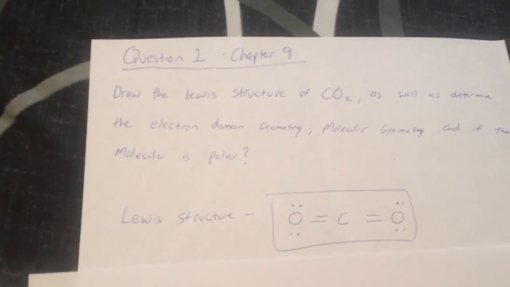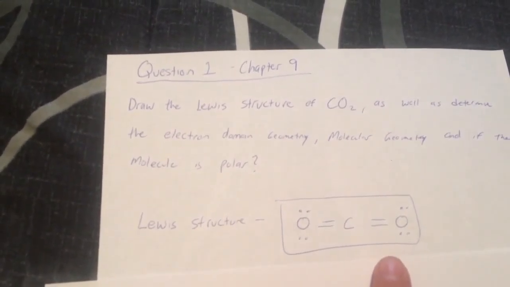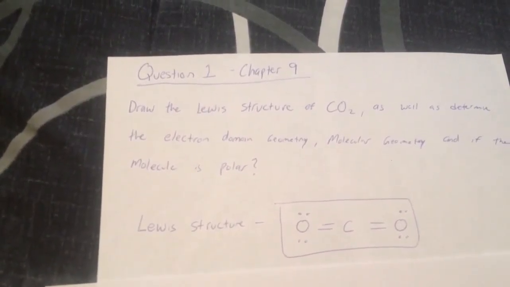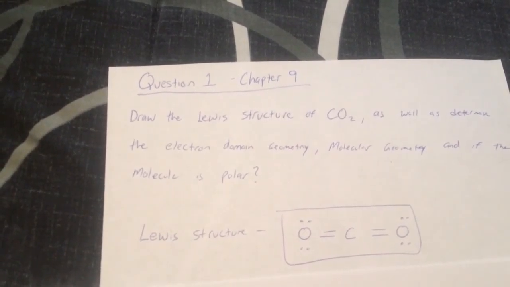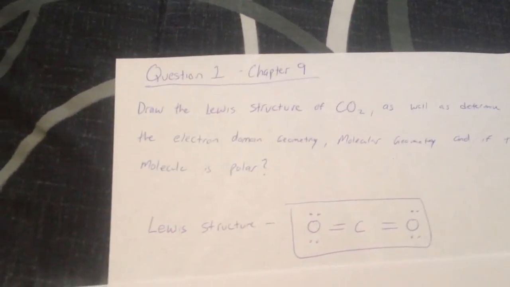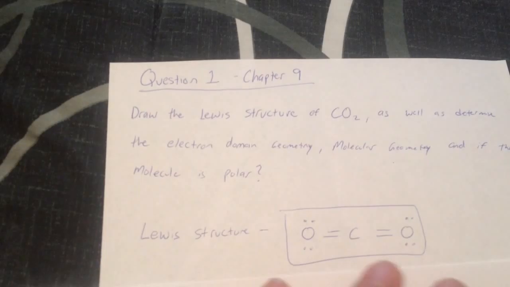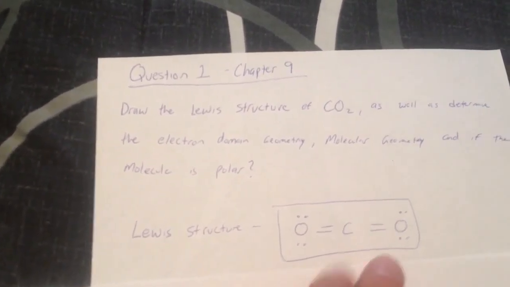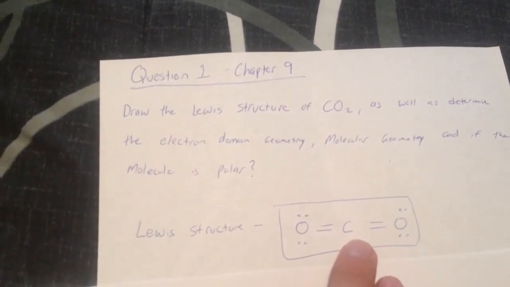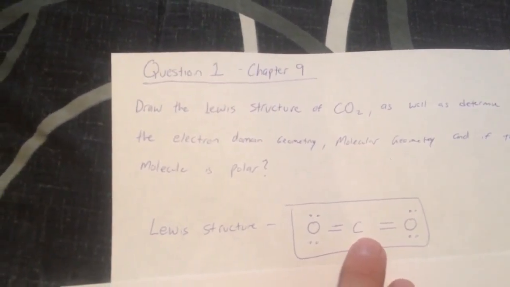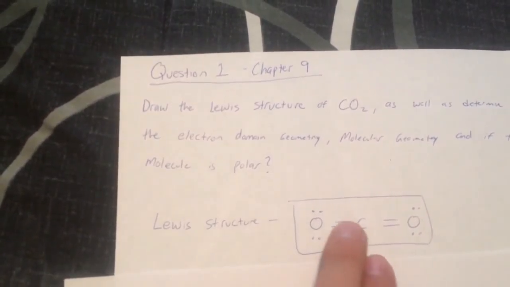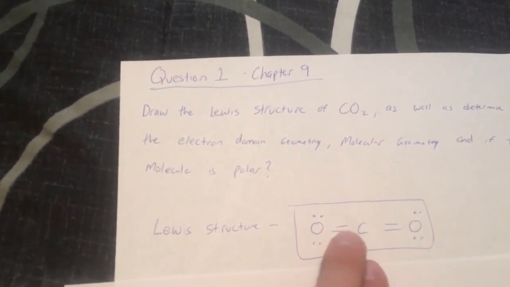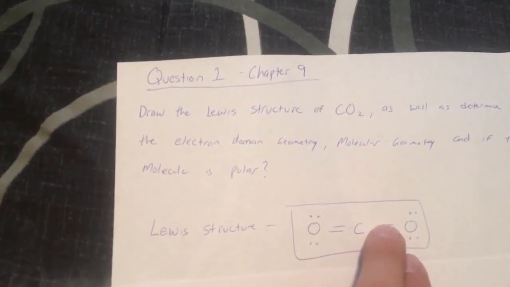So what we have here is one carbon and two oxygens. When we look at the periodic table, it tells us that this molecule in particular has 16 valence electrons. We put carbon in the middle because it's the least electronegative. So we originally just put a single bond in between each one of these.